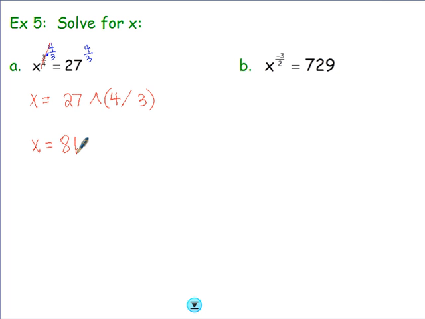All we have to do to check that is put 81 where x is. So 81 to the power of 3/4. Type that in the calculator the same way you just typed in the last line. 81 to the power of 3/4 does give you 27. So 81 is the correct answer. Try and pause the video now and attempt B on your own just to see if you can get the right answer.